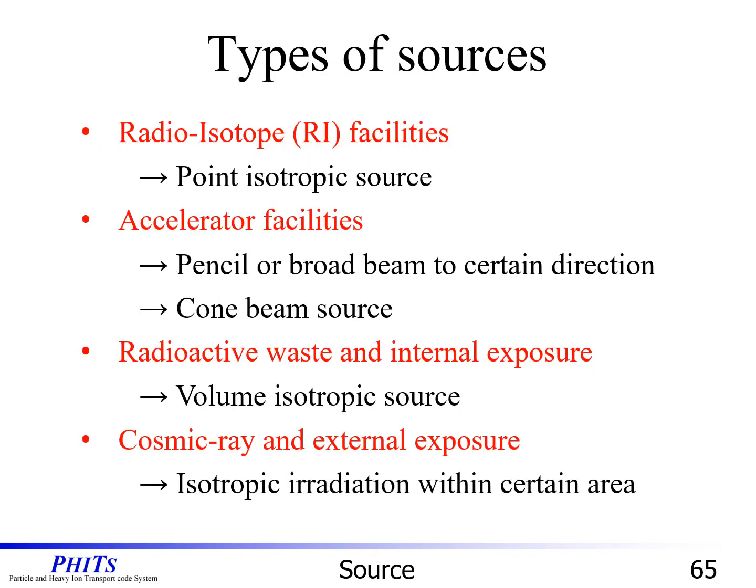Here, types of sources are shown. PHITS has several source types, so we have to select the type in accordance with each purpose. For example, point isotropic source is suitable for simulating radioisotope facilities. For accelerator facilities, pencil or broad beam along a specified direction or cone beam source is suitable. For radioactive waste and internal exposure, volume isotropic source should be set. For cosmic ray and external exposure, isotropic irradiation within a certain area is used.